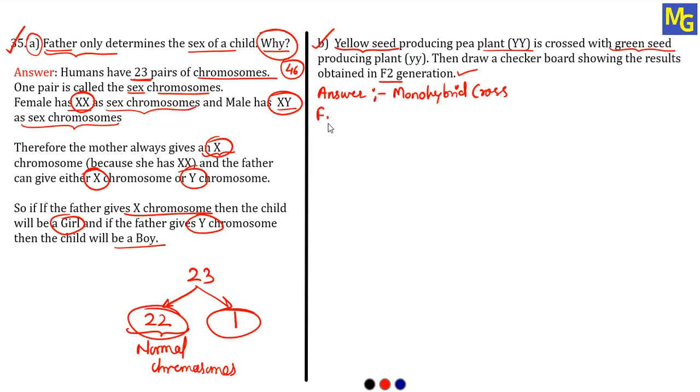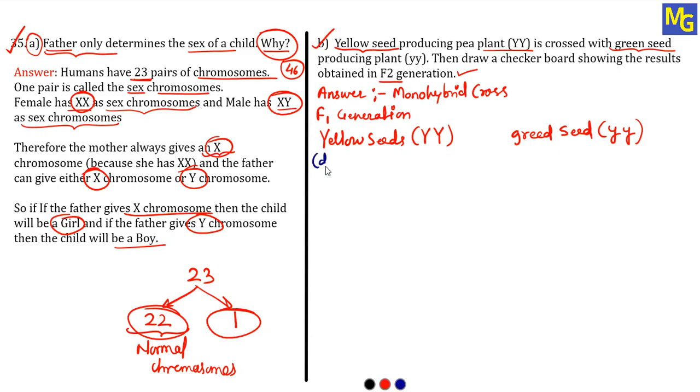So I'll write down here F1 generation. So what we have, yellow seeds. So I'll write here yellow seeds, and how is it denoted? Capital Y, capital Y. Then we have green seed, and here it is denoted by small y, small y. Now see here, capital Y means dominant. So these are dominant. And here small y means this is recessive.